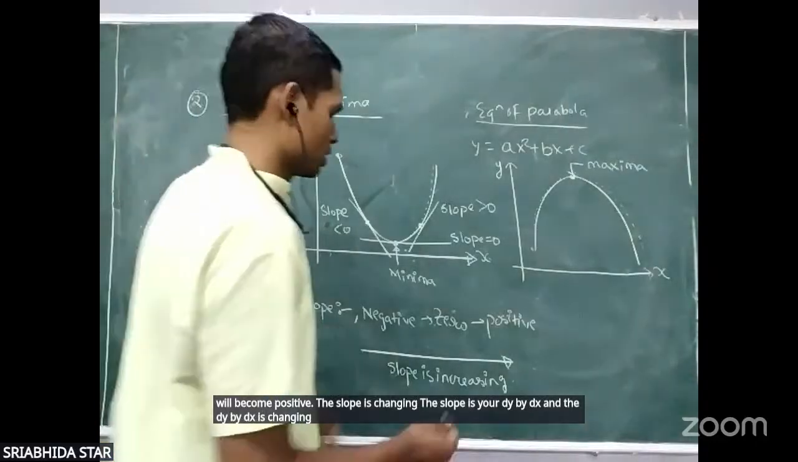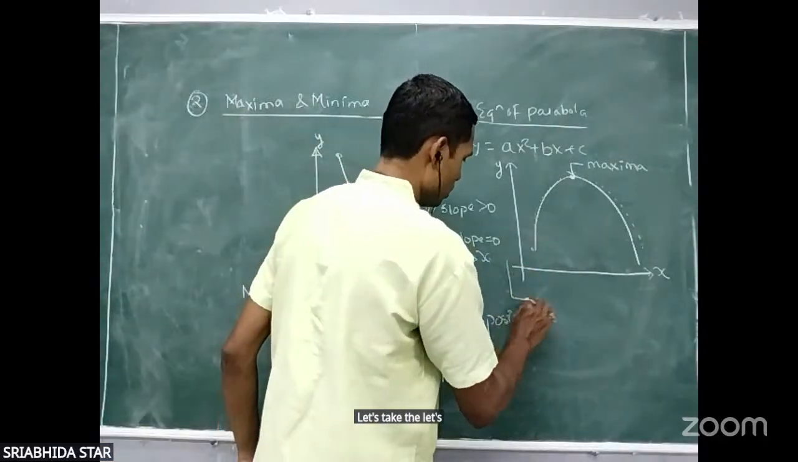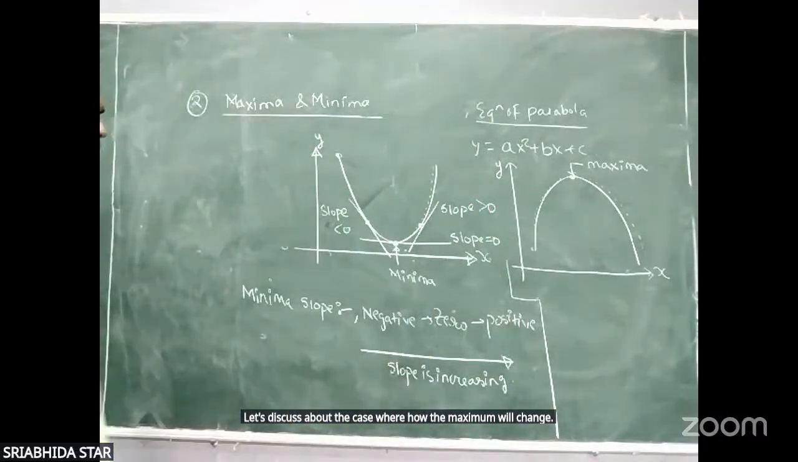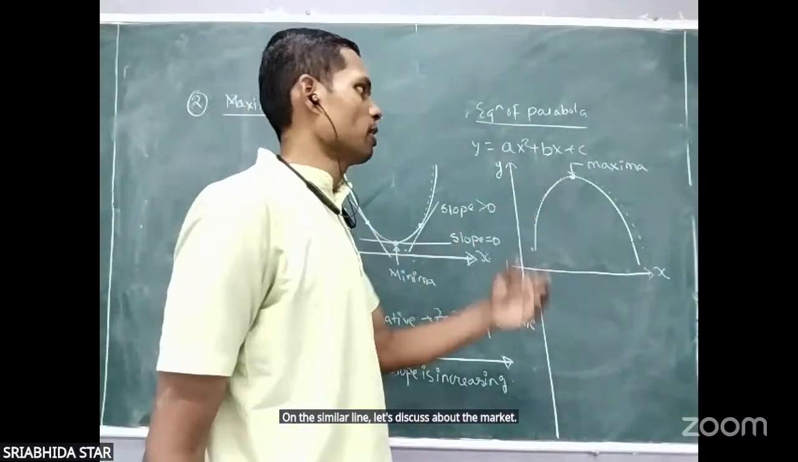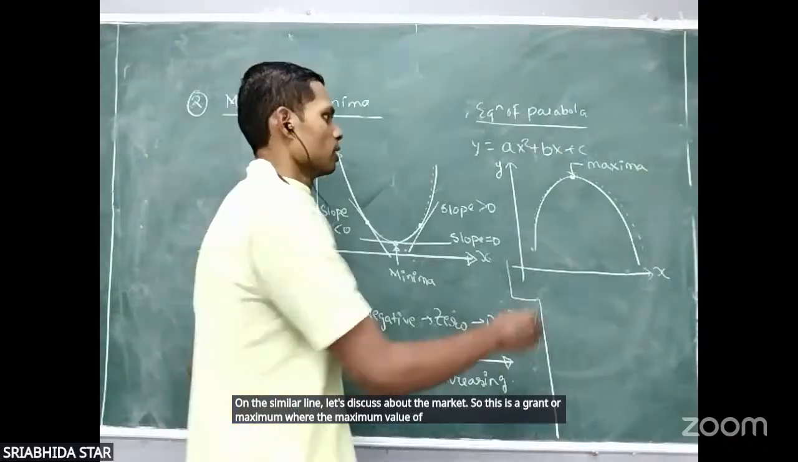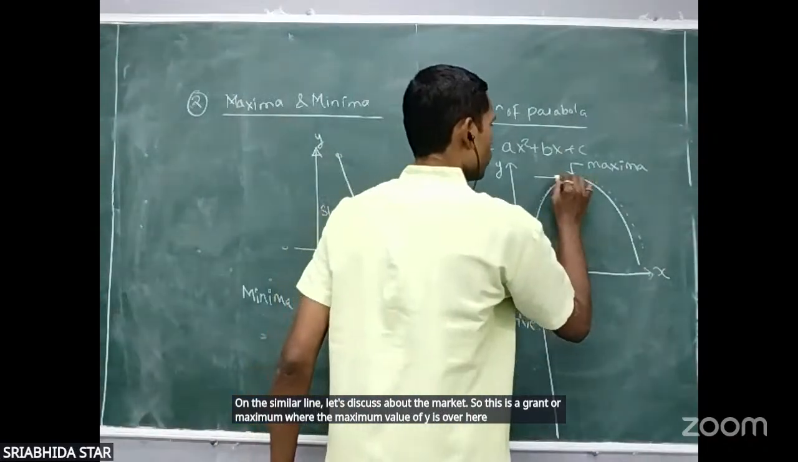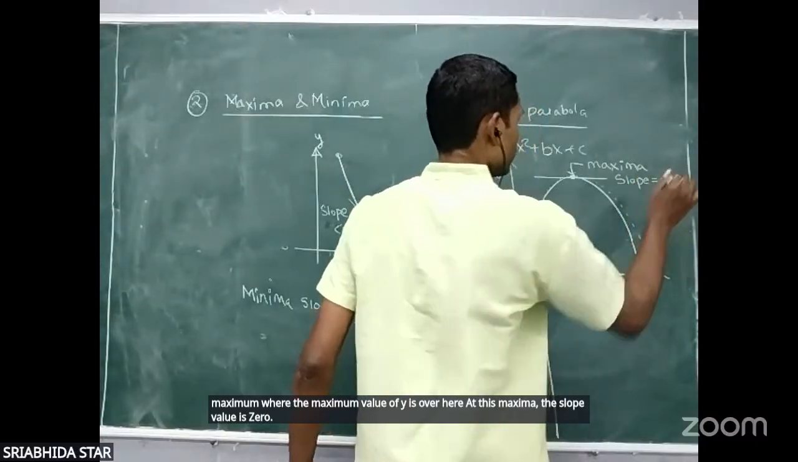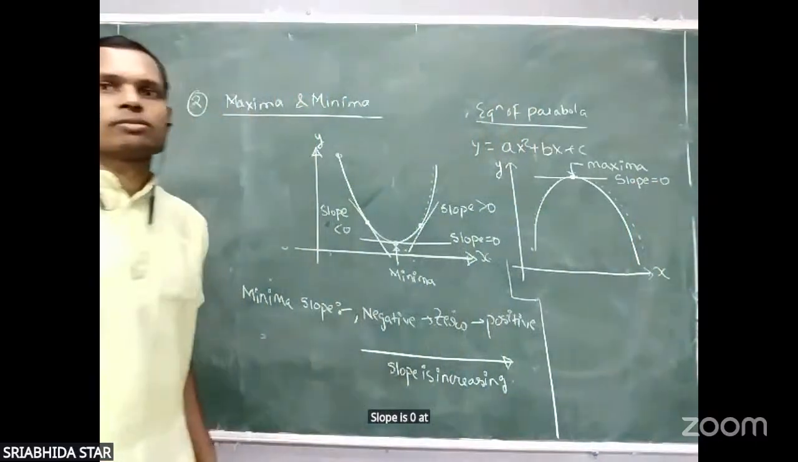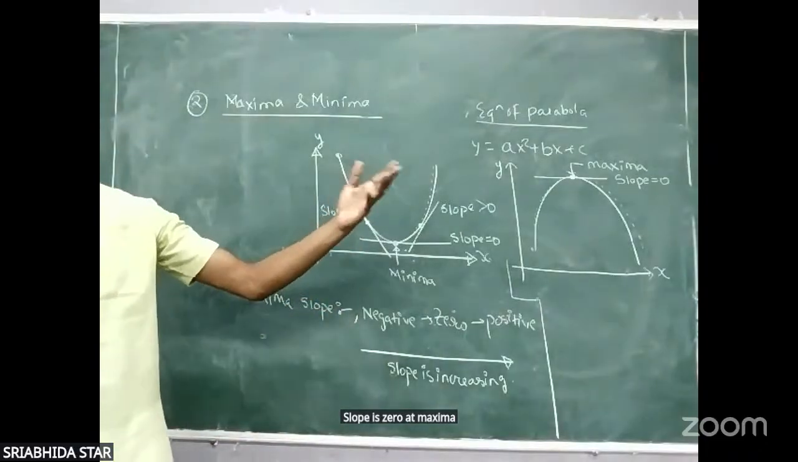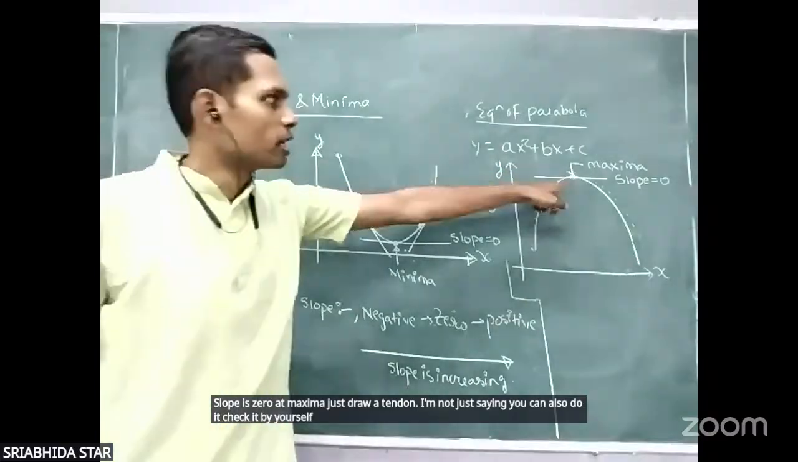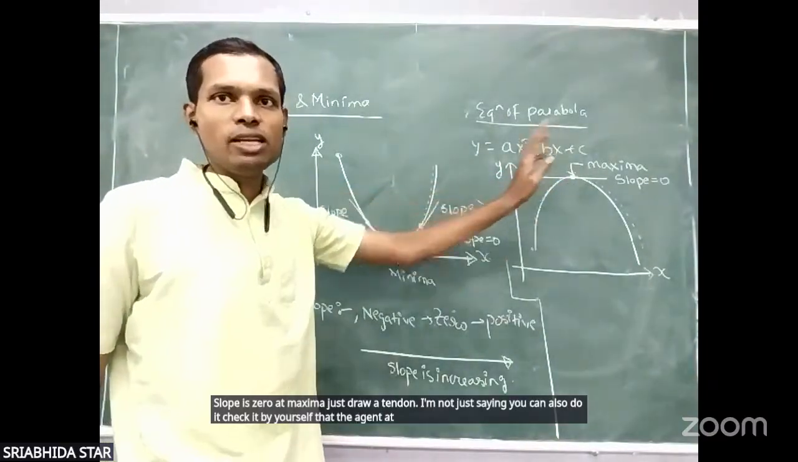Let's discuss the case of the maxima on similar lines. This is a graph of a maxima where the maximum value of y is over here. At this maxima, the slope value is 0. Just draw the tangent. I am not just saying it, you can also check it by yourself, that the slope of the tangent at this point will be 0.